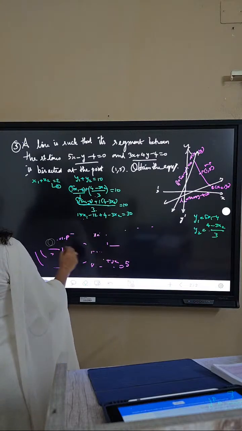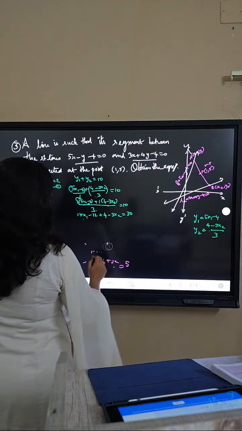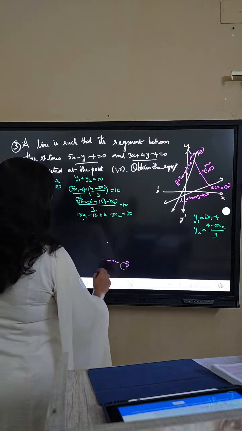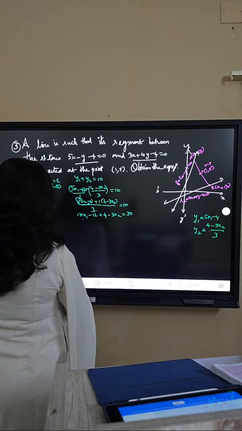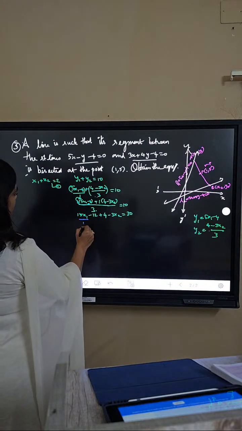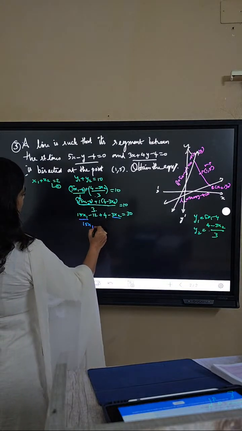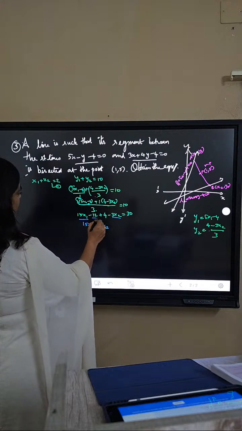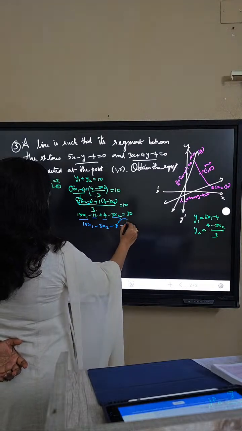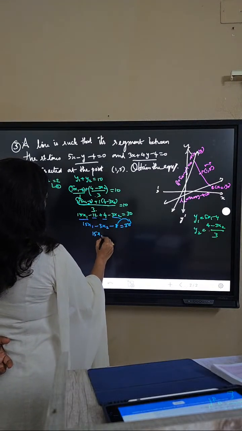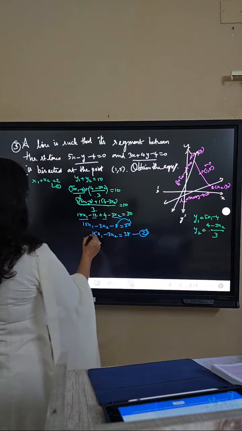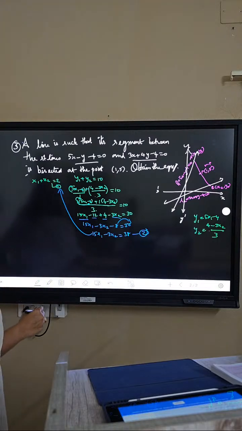Let me complete this. We'll move on to the next one. What is this? 15x1 minus 3x2. What is minus 12 plus 4? It will be minus 8. You can bring this to the right side. So 15x1 minus 3x2 equal to 38. Let this be the second equation. Do solve these two right now.